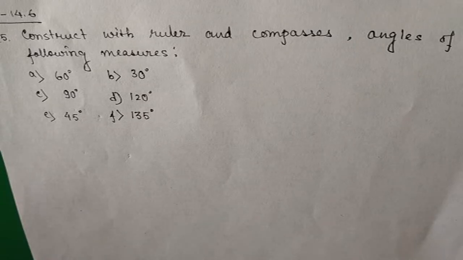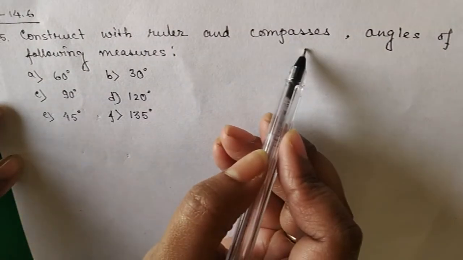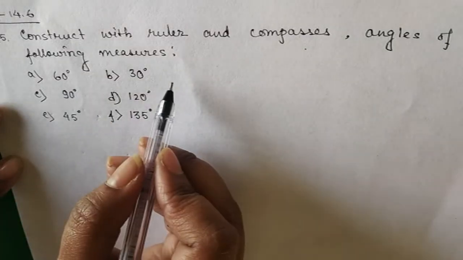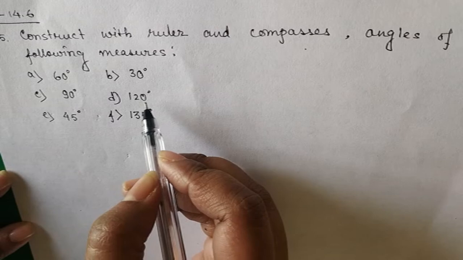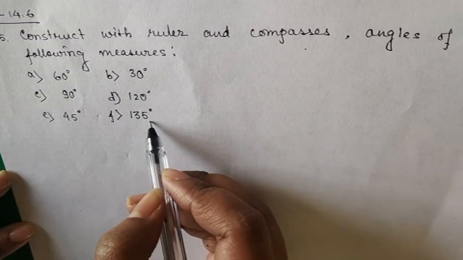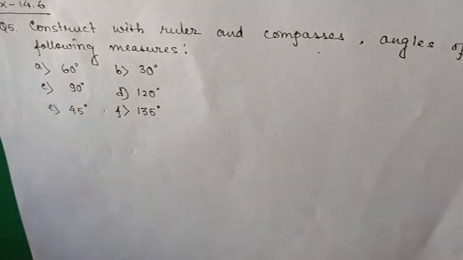Hello everyone, now we are going to start question number 5 of exercise 14.6. Question number 5 says construct with ruler and compasses angles of the following measures. Here 60 degree, 90 degree, 45 degree, 30 degree, 120 degree, 135 degree is given. With the help of ruler and compasses we will have to construct these angles.